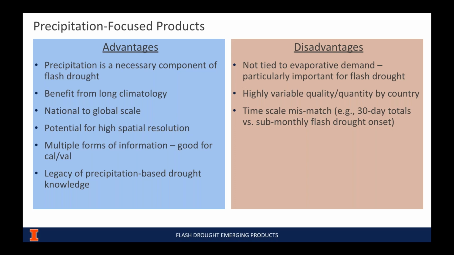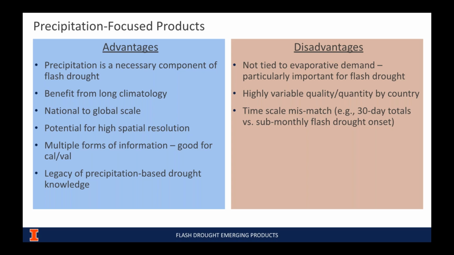National to global scale, often the spatial extent of precipitation is not usually an issue. There is potential for high spatial resolution, especially with some incorporating radar and remote sensing information. And this is important from my perspective, coming from a flash drought from the soil moisture perspective. We don't really have a lot of good forms of information for calibration and validation. It's certainly not everywhere across the US, let alone globally. For precipitation, that's not the case.